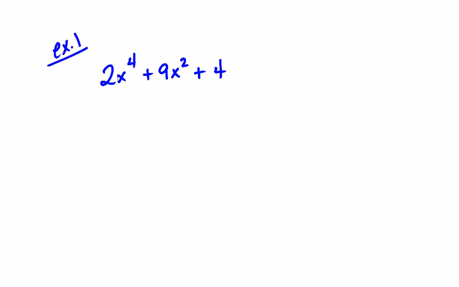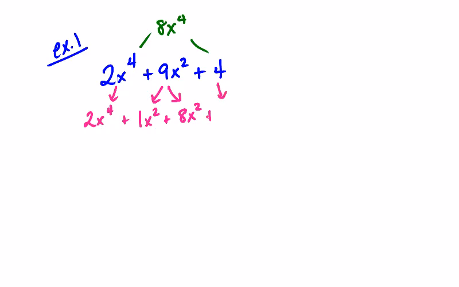Okay. Triangle method says to multiply the first and the last together. That would get you 8x to the fourth. And so you'd say what multiplies to 8 and adds to 9? The two numbers that multiply to 8 and add to 9 are 8 and 1. And so it doesn't matter what order you put them in, so I'll put them in as 1, but you've got to put an x squared with it, plus 8x squared, and you keep the first one the same, 2x to the fourth, and you keep the last one the same, plus 4.